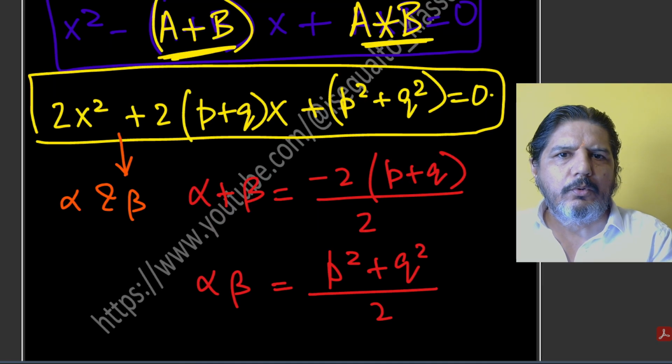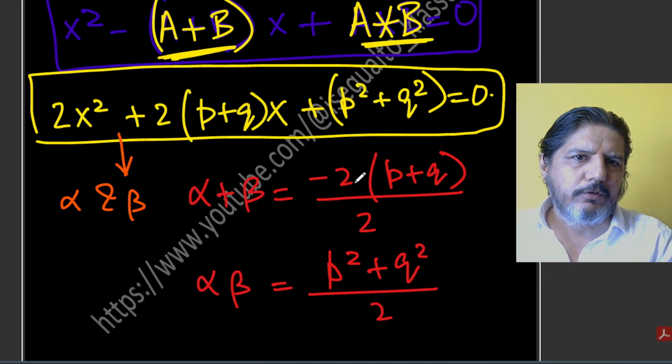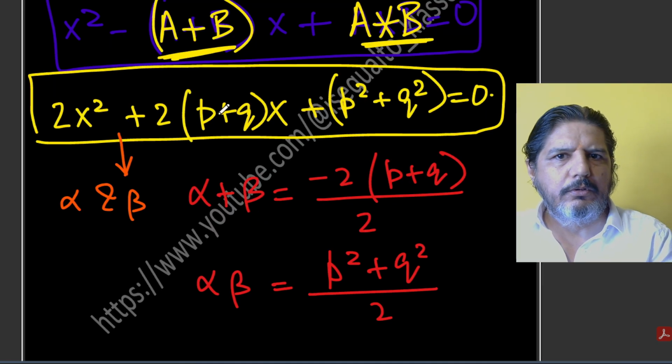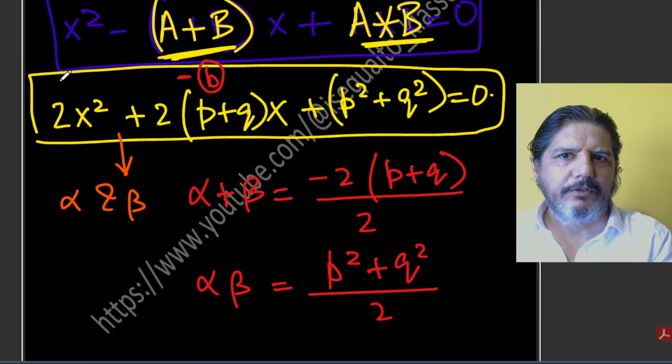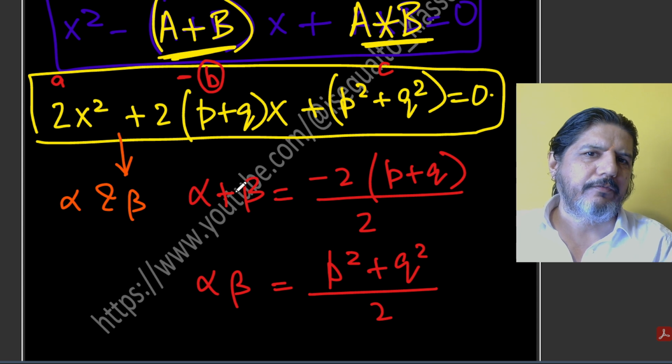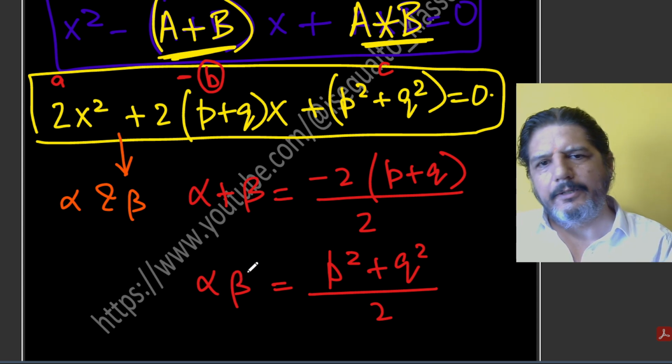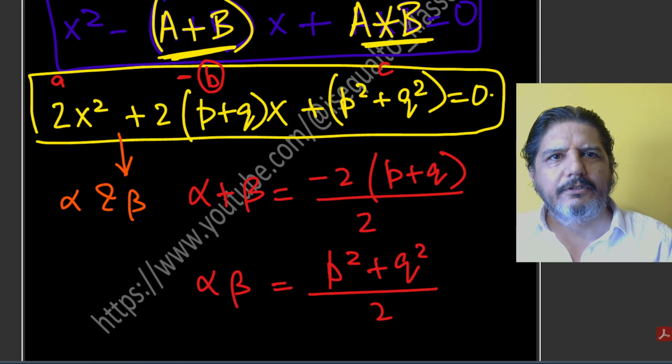Now alpha plus beta is equal to minus 2 p plus q upon 2. This is b, so minus b would be this. This is a, so minus b upon a. Alpha into beta is equal to c upon a. We have found the value of alpha plus beta, and we have found the value of alpha into beta. Okay. Now let's revisit the question.